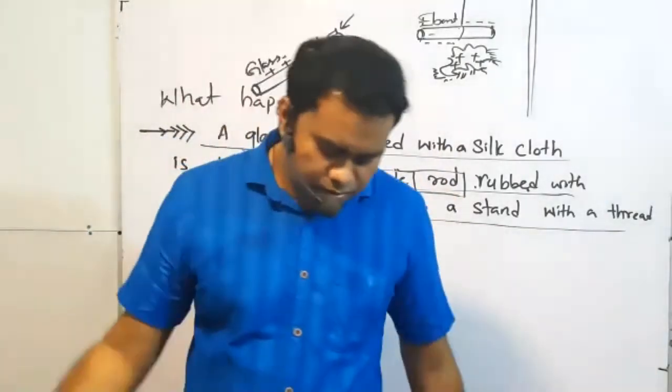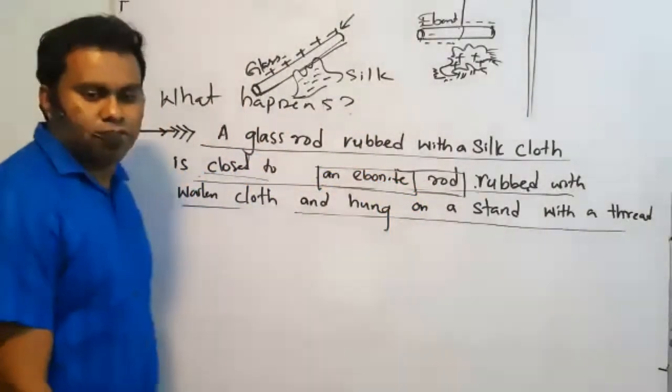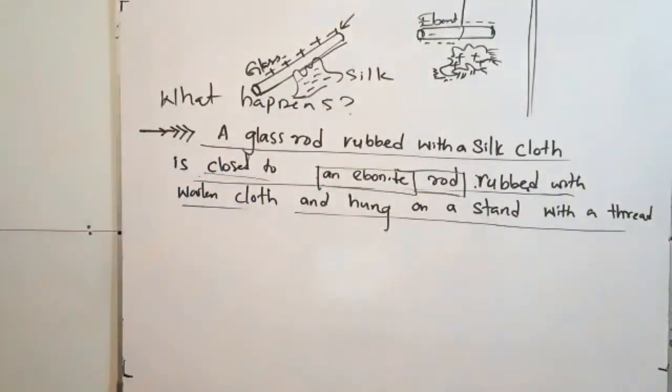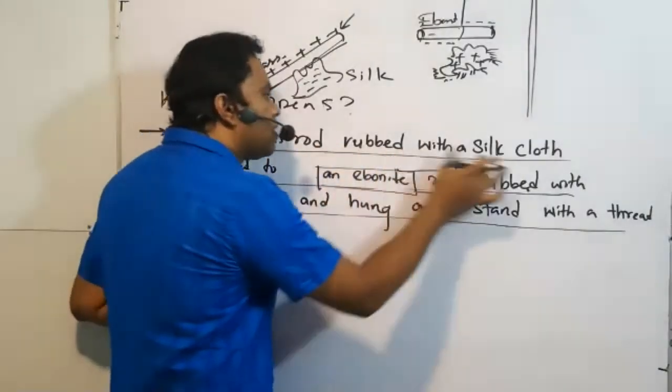Nishara, can you understand it now? What happens here? Yes, sir. Glass rod rubbed with the silk cloth.